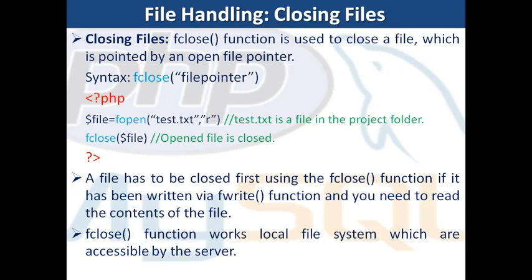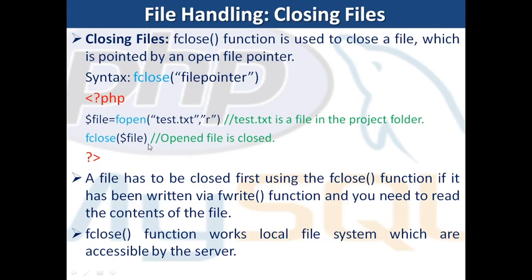Next is closing files. The fclose function is used to close a file which is pointed by an open file pointer. So the syntax is fclose(file pointer). This is the file pointer, which is the variable which is used to open a file. So $file = fopen(test.txt, r), fclose($file).